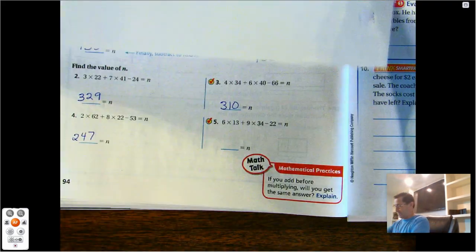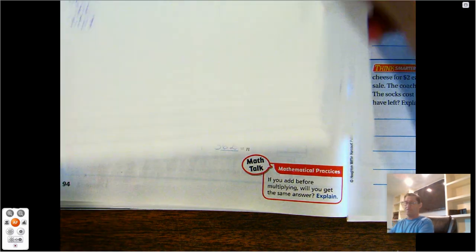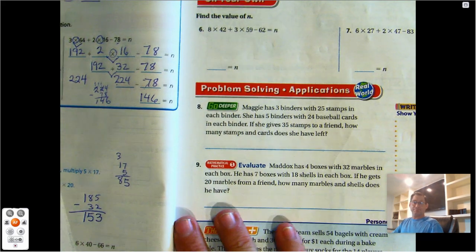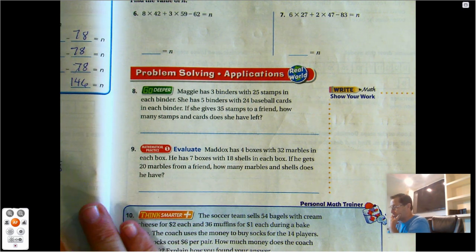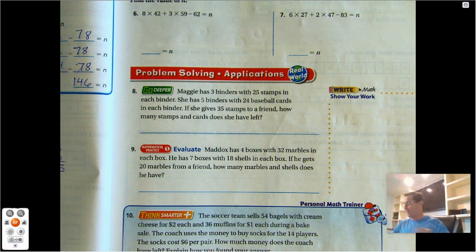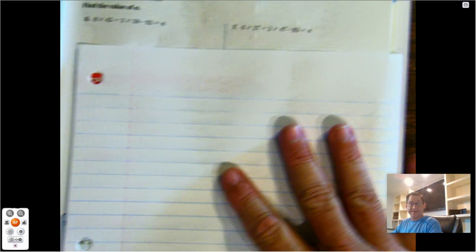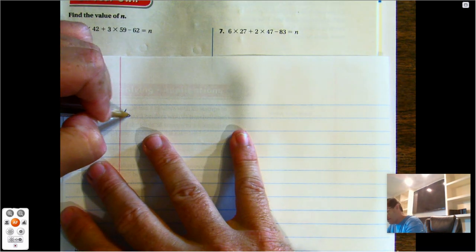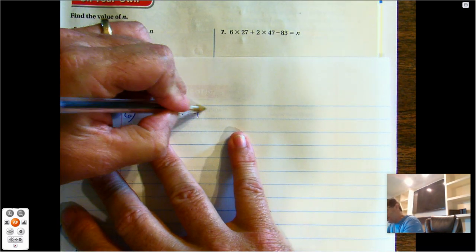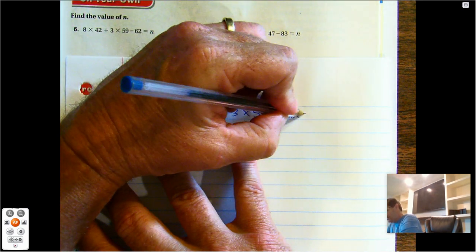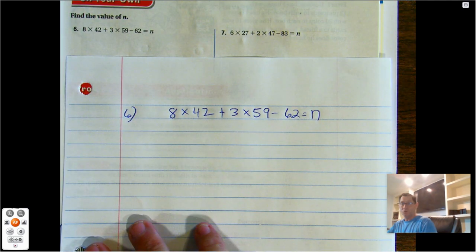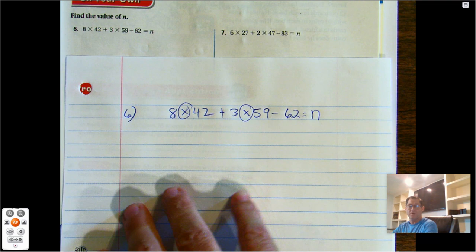All right. Moving right along. Number 6. 8 times 42 plus 3 times 59 minus 62 is n. So, I'm going to copy the problem exactly as written in my book. I see I have multiplication first, so I'm going to multiply left to right first. 8 times 42.